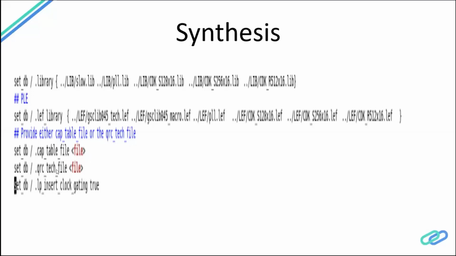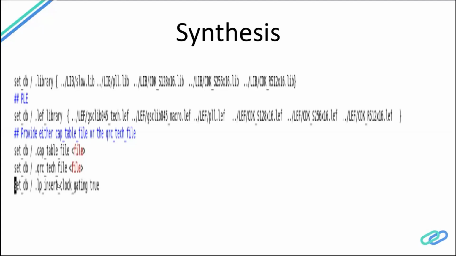Then you have the capacitance table file which we provide, QRC, that is resistance, capacitance, and all those things. Clock gating, true or false. This is one of the conditions we set, whether I want to have clock gating in my design or not. Clock gating is used for low power designs, wherein you restrict the clock supply when the module is not running. So that is what we do. These are called clock design environment settings.